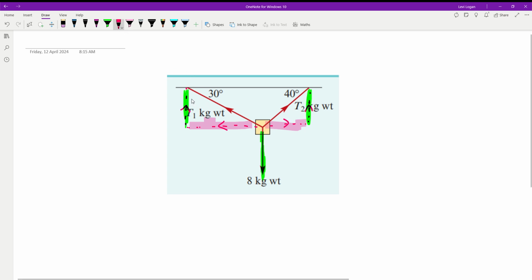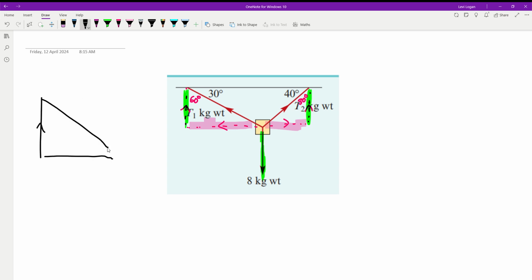The way we can do that is work out this angle in here. So this has to be 90 degrees. So 90 minus 30 would be 60 degrees in here, okay? And 90 minus 40 would be 50 degrees in here, okay? So this first triangle we get here is set up exactly like so. This is tension 1 and this is 60 degrees. So this side here is your opposite side. So this is going to be T1 sine of 60 degrees.